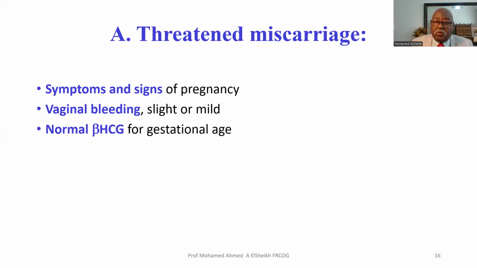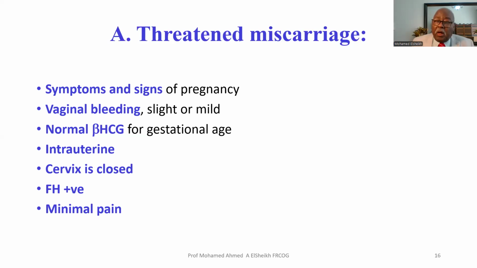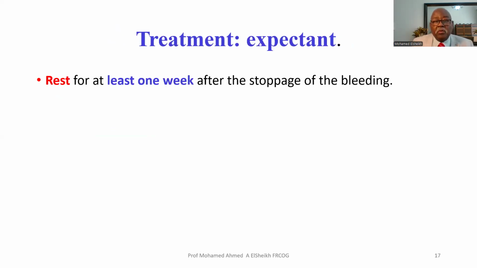In threatened miscarriage, the beta HCG will be normal for the gestational age. The pregnancy will be intrauterine. As we have said, the cervix is closed and the fetal heart is positive, just what you have seen in the picture earlier on. And the pain is minimal. So signs of pregnancy, minimal bleeding, minimal pain, then intrauterine, os closed, fetal heart positive, beta HCG normal.